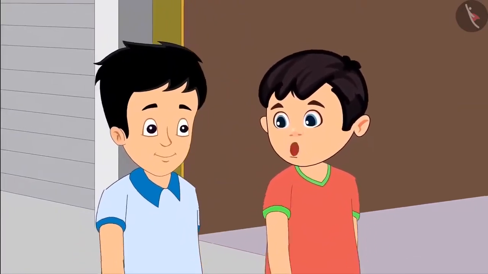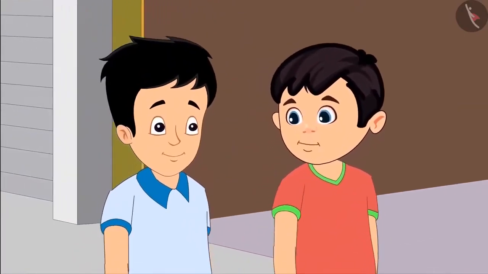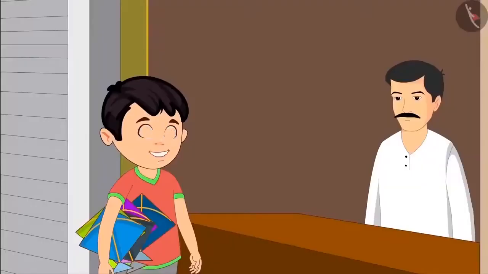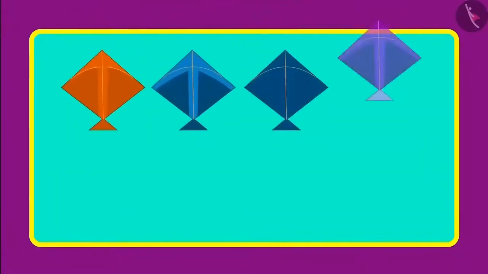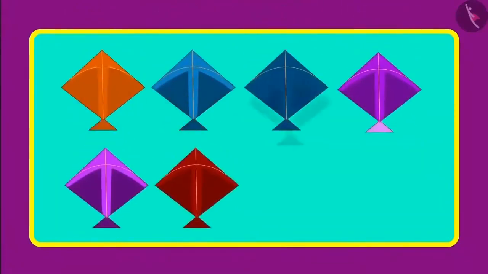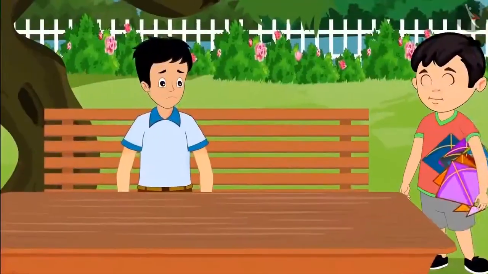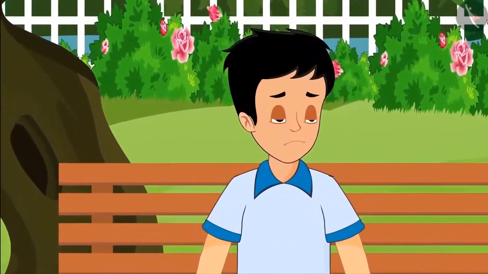I will take 8 kites. We will have fun all day. Uncle, give me 8 kites and also give 2 reels of thread. 1, 2, 3... 4, 5, 6, 7, 8. So children, Chotu bought 8 kites. But by now, the shop was left with no kites. Now Sonu got sad and sat under a tree nearby.